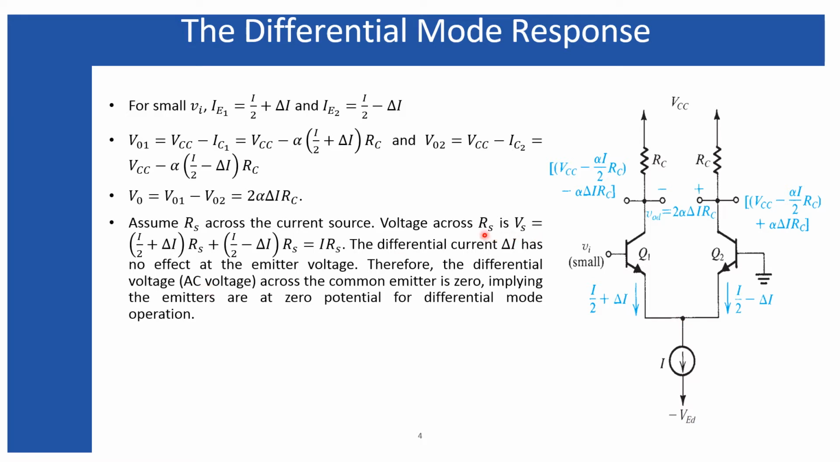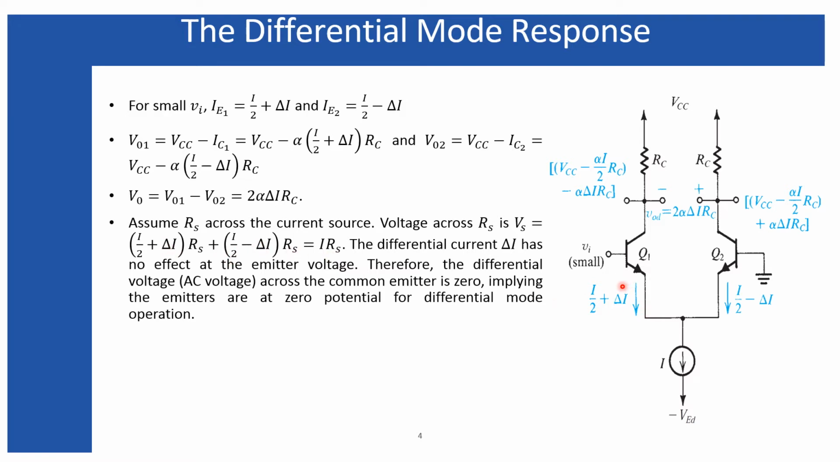if Rs is the source resistance of the current source, then the potential developed across this Rs is this current times Rs plus this current times Rs, because the current I is always equal to the summation of these two emitter currents. So finally these two currents give us I times Rs, which means the differential part is absent.